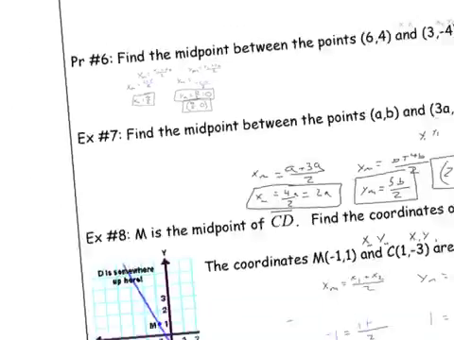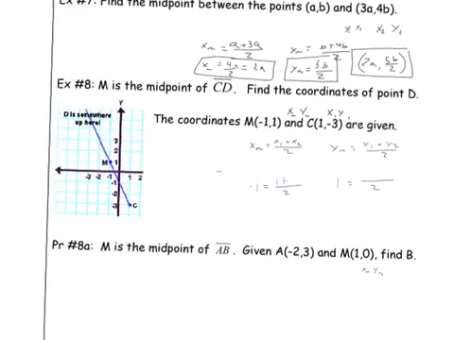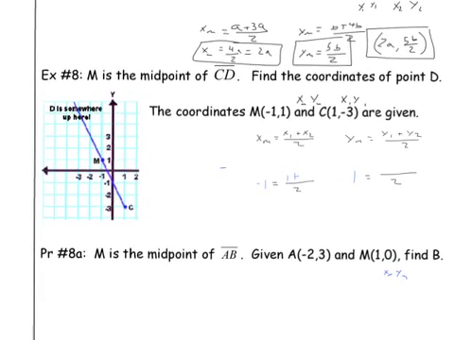All right. That being said, let's take a look at number 8. We have something different going on here. Look at what they say. They say, hey, M is the midpoint of CD, and they want you to find the coordinates of point D. Well, before we were always finding the midpoint. But now they're giving us the midpoint, see the midpoint's right there, and one of the endpoints, and they want us to find D up here somewhere.